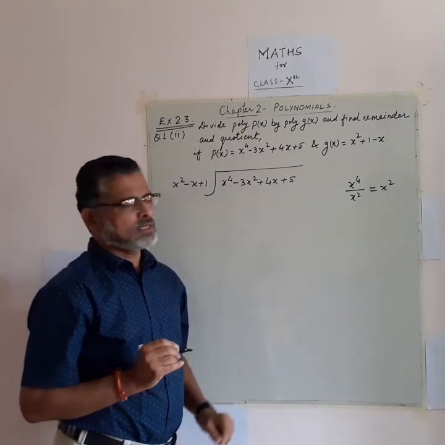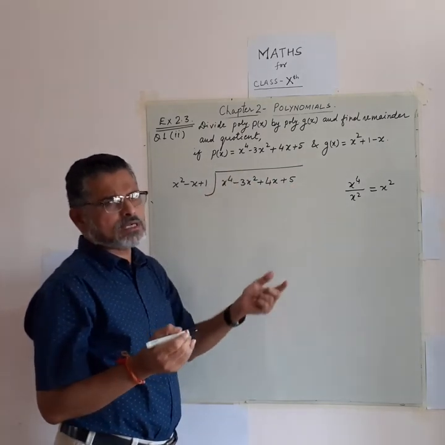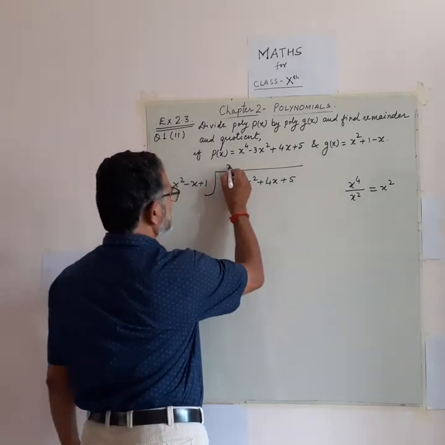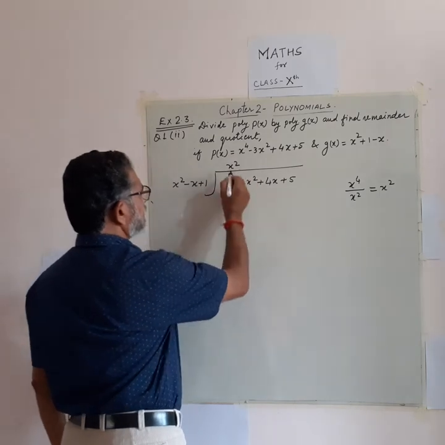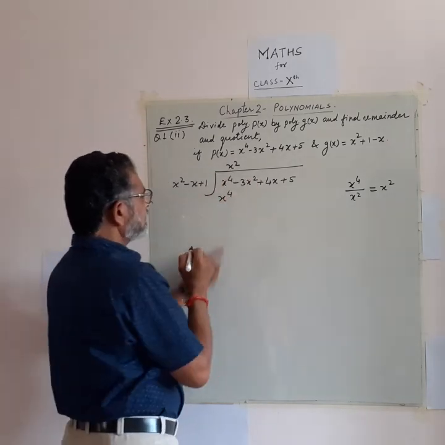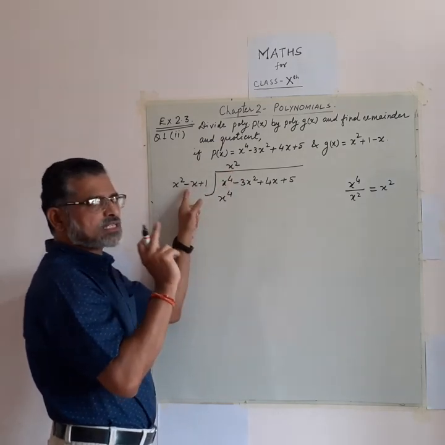We get x square. So x square is the quotient. How do we get the quotient? In this way, a very simple technique, you can get it. So it is divided up to x square times. x square multiplied with x square, we get x raised to 4. Then x square multiplied with minus x, we get minus x cube.